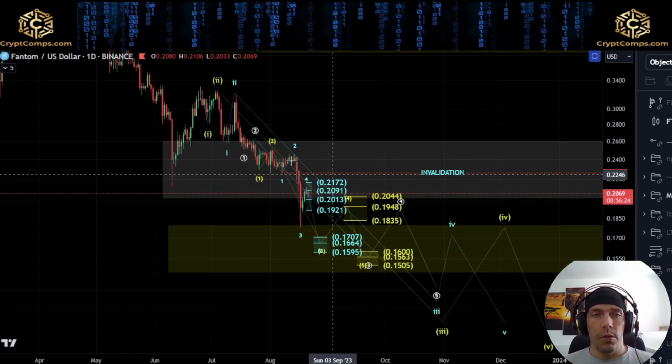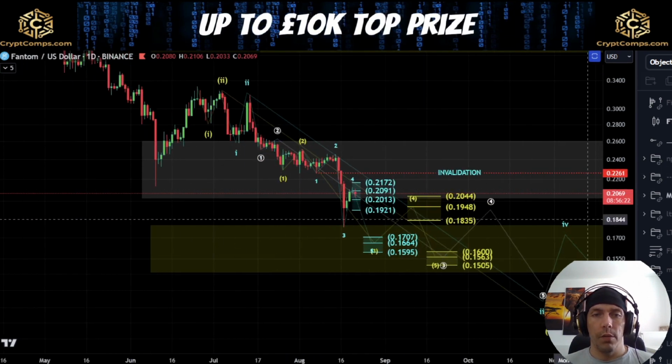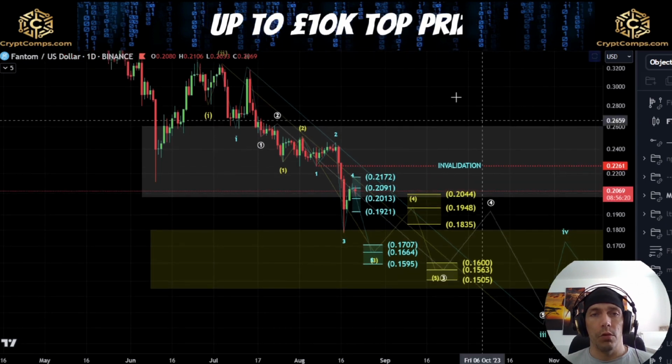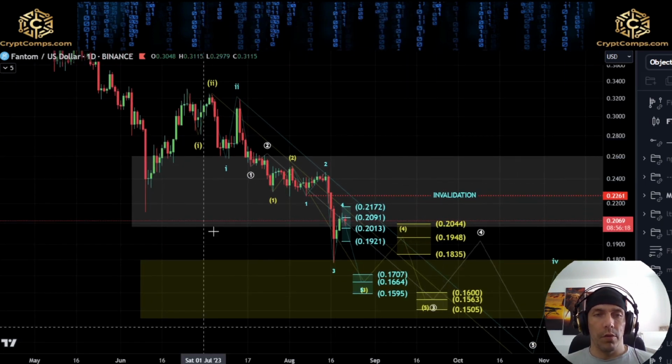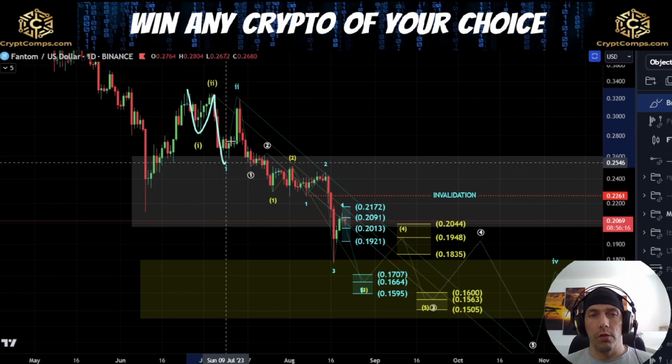Now, if we're looking for this as a 5th wave, we do need to be careful of this more bearish option that we talked about in the previous video, where what we're saying is that from higher up here, we could have 1, 2, 1, 2.